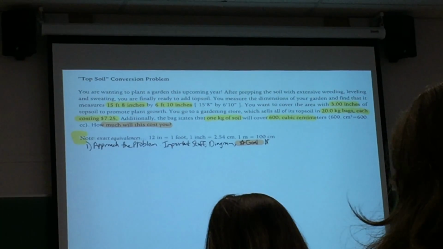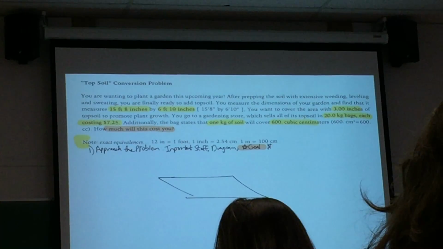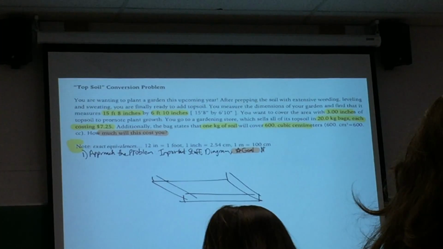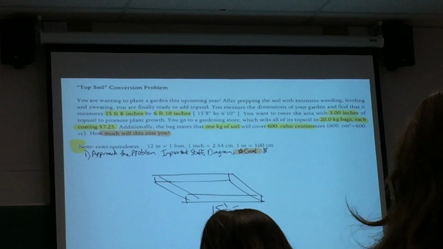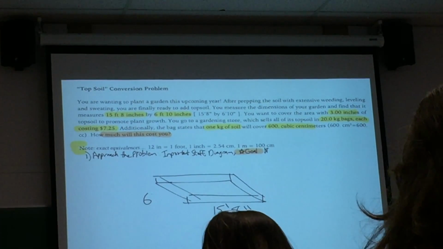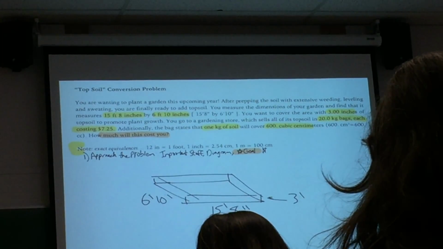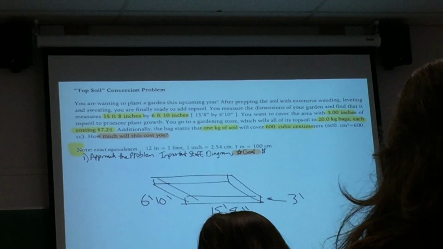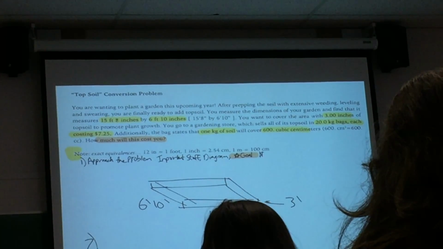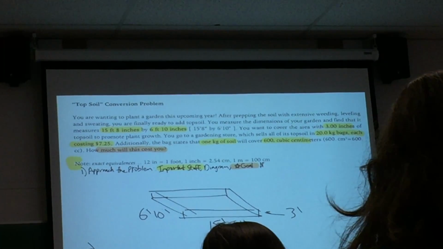So now I'm going to attempt to draw a picture, no promises it'll look good, of what our garden might look like. So we have this situation where we have 15 feet, 8 inches on one side, 6 feet, 10 inches on another side, and there's a 3-inch depth. So we're trying to figure out the dirt in terms of this space. So, at this point, step 1 is done. We figured out what's important, we figured out the goal, we've drawn a fun picture.